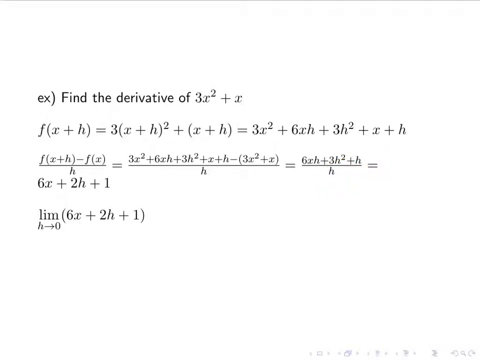And then again, we're interested in what happens as h goes to 0. Again, it's a polynomial, it's continuous. I can plug in h is 0, and I get 6x plus 1.